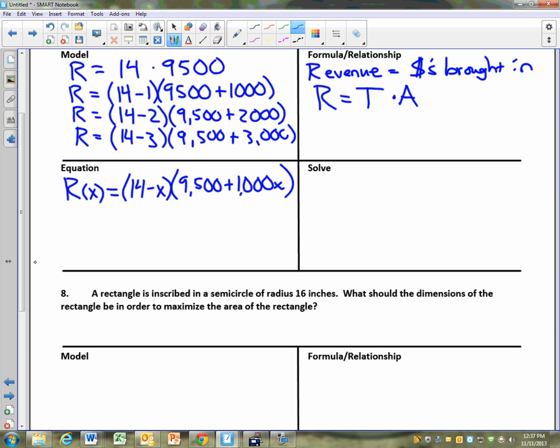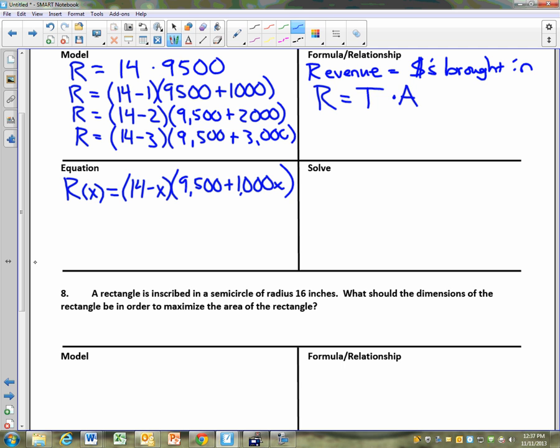See? I could have said, well, we're going to start with $14, we're going to subtract X number, and we're going to multiply that by 9,500, we're going to add 1,000 X number. But that doesn't make sense, does it? I mean, we just talk about it. But when you model it, when you actually do it, you don't know how to do the problem, just do the problem, then it starts to make sense. And so that's how we write it out.